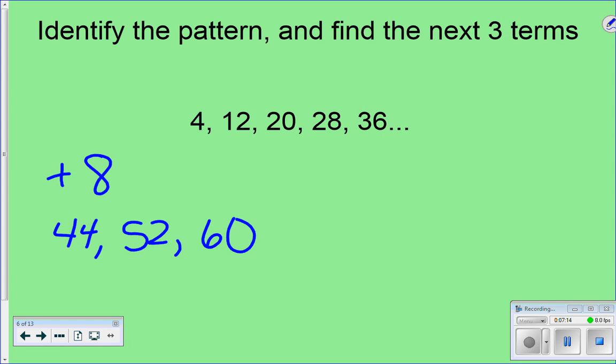So let's say I'm going like this. What's going on there? Subtracting by 2. And my next one would be 12, 10, 8, right?